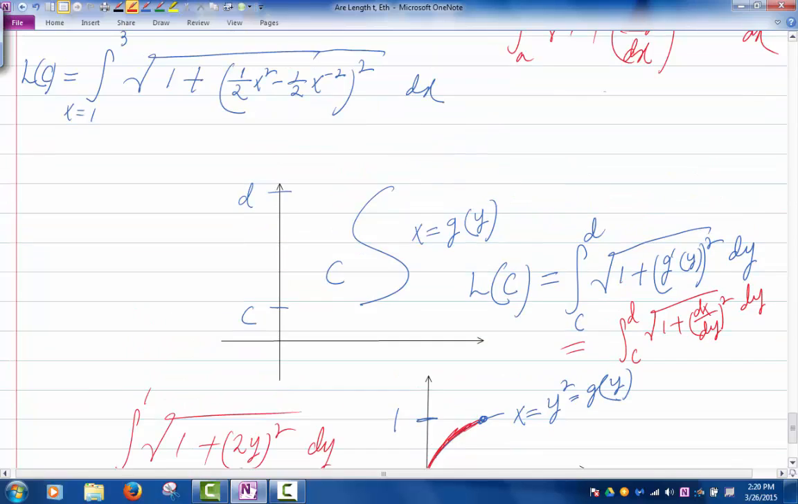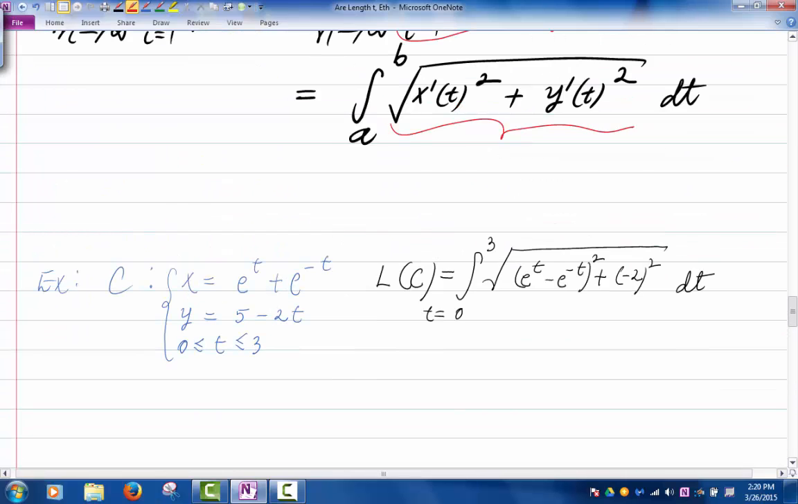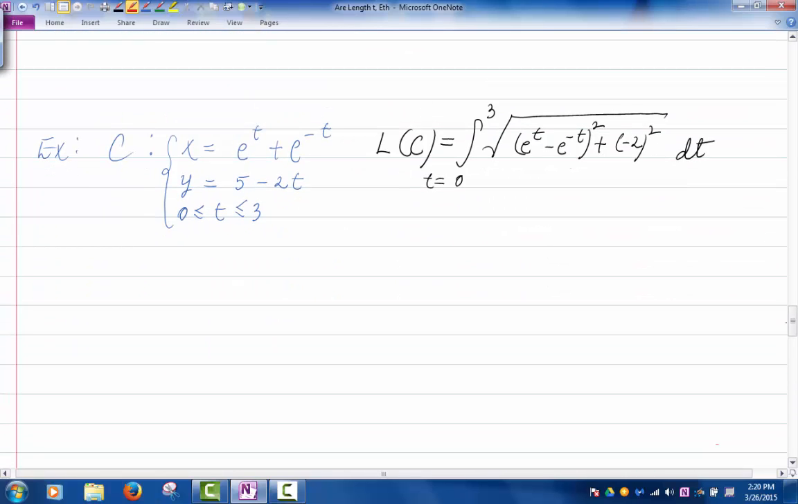Tomorrow I will show you how to compute these integrals.